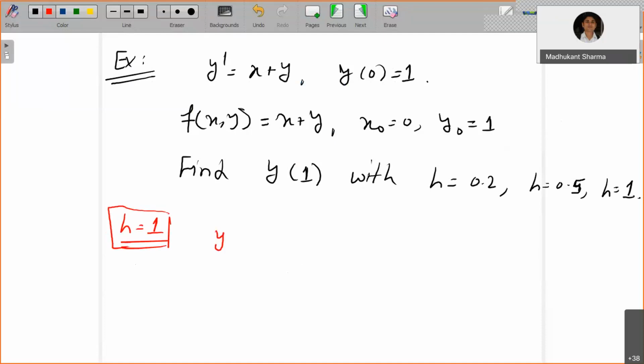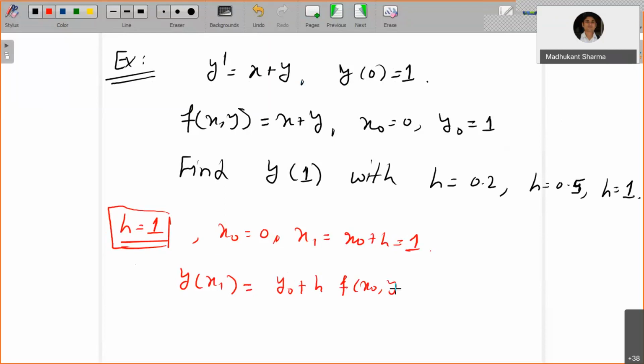So with h equals 1, what is y1? x naught is 0, and x1 is x naught plus h, which equals 1. So I require to approximate y at x1. By Euler's method, that is y naught plus h times f of x naught comma y naught. y naught is 1, plus 1 times f of x naught comma y naught, which is x naught plus y naught. x naught is 0 and y naught is 1, so that is going to be 2.